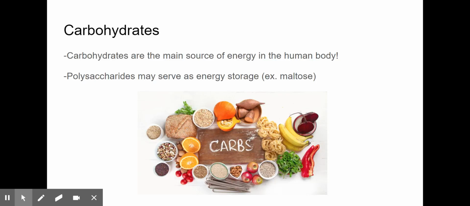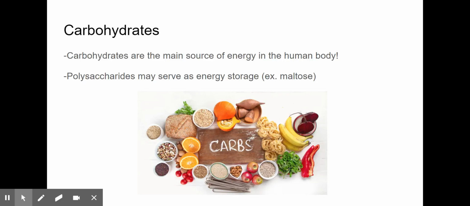And carbohydrates are actually the main source of energy in the human body. Have you guys seen the breakdown of how many carbohydrates, fats, and proteins you're supposed to eat throughout the day, like the percentages? Carbohydrates is actually recommended to be the largest of those. I think it's around 60%.